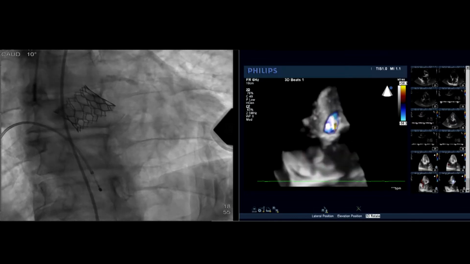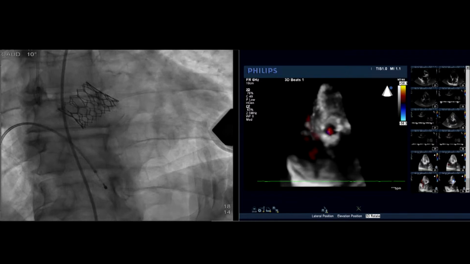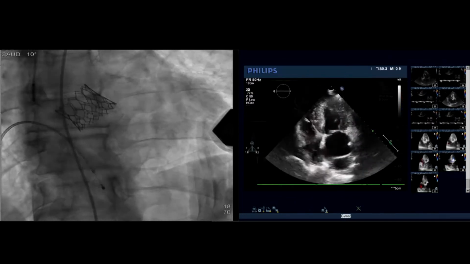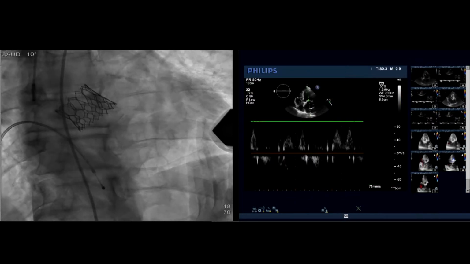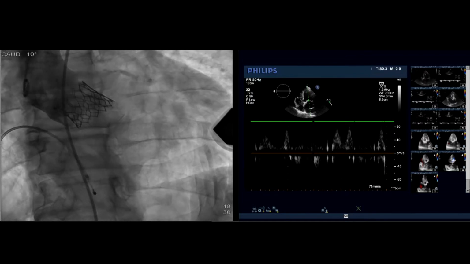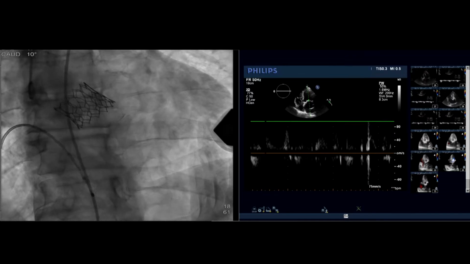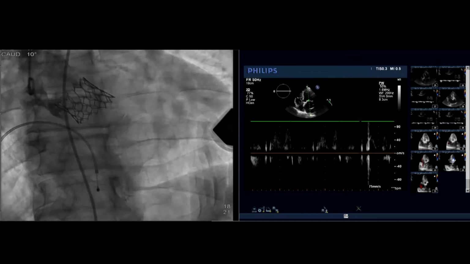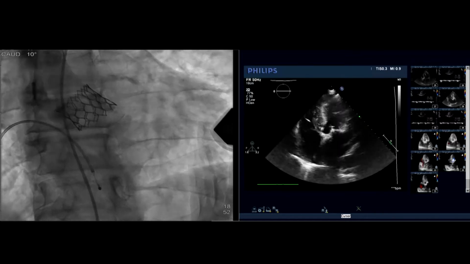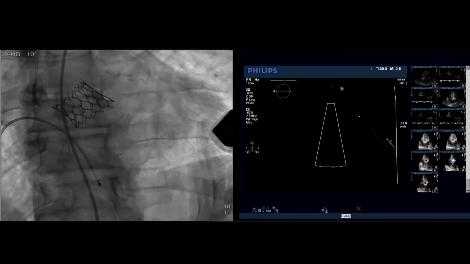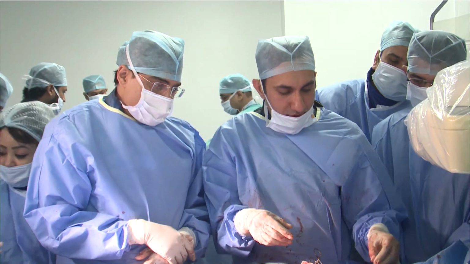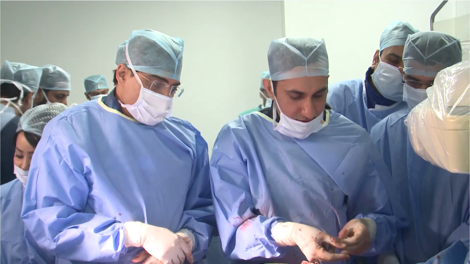Perfect, sure. All right? Stop the pacemaker. All right. So I think that's a very good position. Sinus rhythm. Nothing on the echocardiogram. No aortic regurgitation. So no gradients.